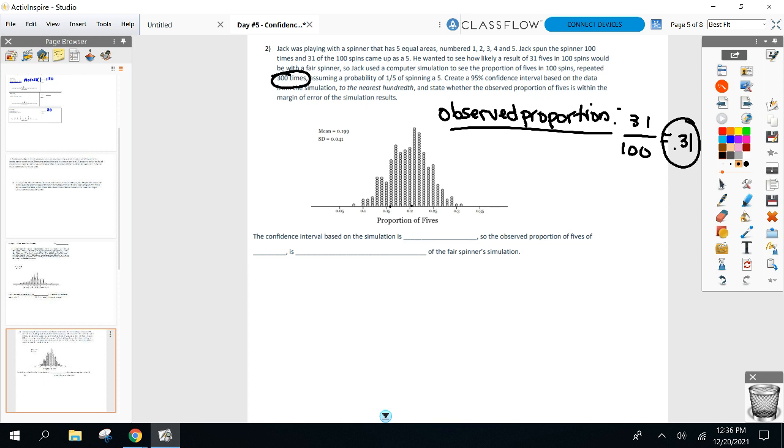So I need you guys that were here on Friday. Can you help me find the confidence interval for this experiment, this simulation? What's the first thing I need to find before I find a confidence interval? Margin of error. And how do I find margin of error? Plus or minus 2 times the standard deviation, which in this case they give me right there. It's calculated for me, 0.041.